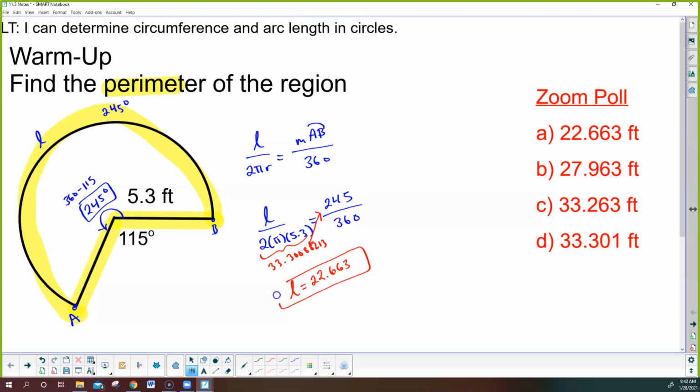Now, that's not my answer though, right? And a lot of people saw that and probably said A right away. That's not the answer because that's just the distance around the arc. What I need to do is also include both radii. So if this is the arc length in yellow, then I have to add both radii to that.